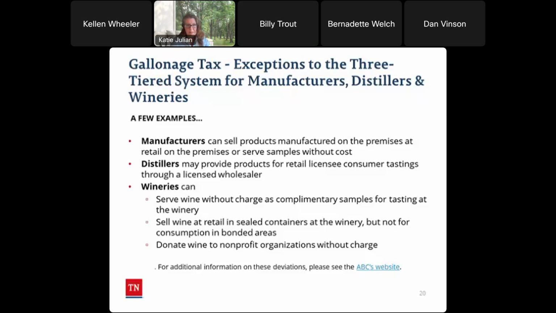A lot more information about other exceptions and details about these exceptions is in our manual as well as on the ABC's website. You can see a link there over to the ABC's website.